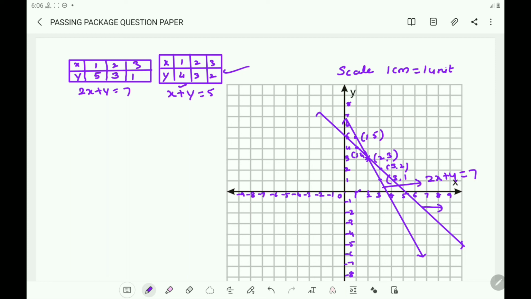This is the graph of x plus y equals 5, and here you observe both the graphs intersect at the point 2, 3. So here you can say that the value of x is 2 and the value of y is 3. So you write the solution: x equals 2, y equals 3. In this way you got the solution of the pair of linear equations with the help of the graph. This is the graphical method of solving 2x plus y equals 7 and x plus y equals 5.